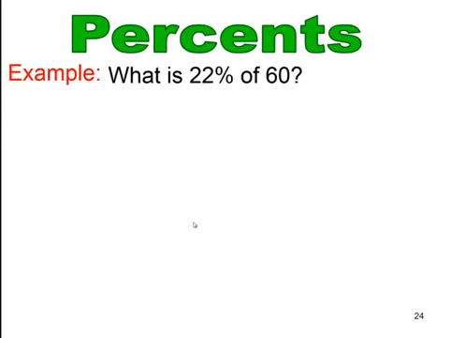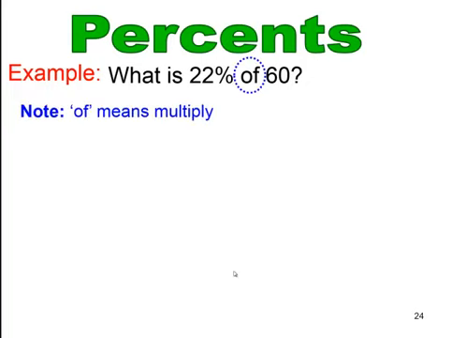So let's do some percent word problems. It's asking us here, what is 22% of 60? So a key note here is the word of means we're going to be multiplying. So this is what we have. We have 22% times 60.